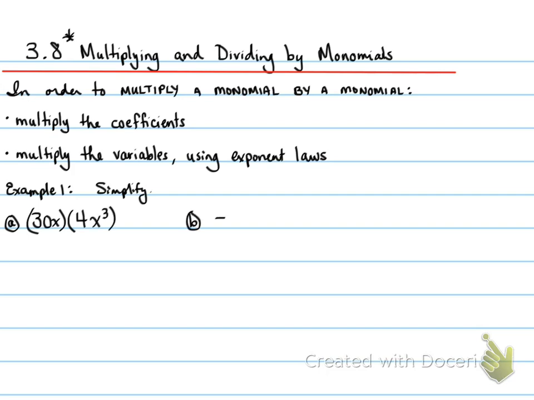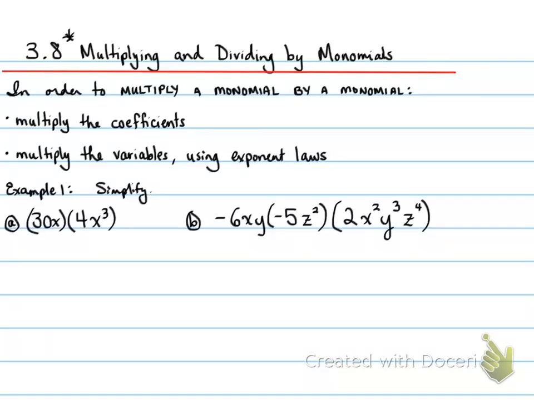A: 30x times 4x cubed. B: negative 6xy times negative 5z squared times 2x squared y cubed z to the power of 4. All right, so what we're going to do is multiply these two monomials with each other. To multiply monomials, we need to multiply the coefficients. So notice that it's all multiplication between here. So the idea is we can multiply 30 times 4 to give us 120.